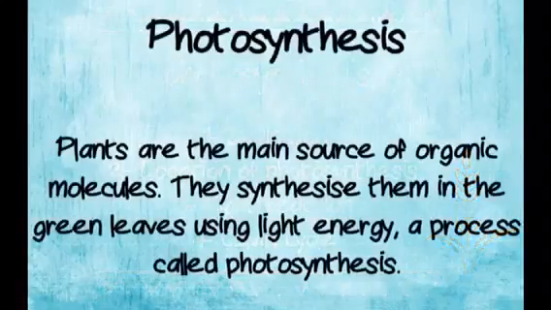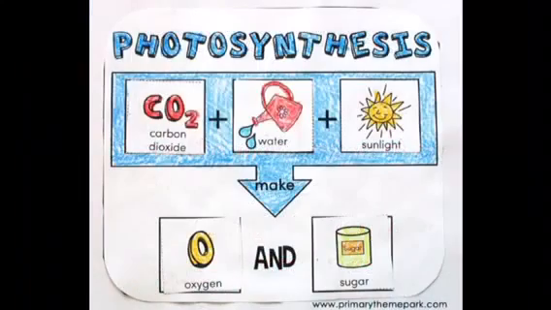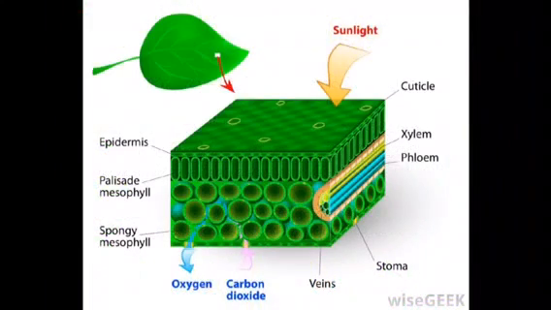First of all, plants are the main source of organic molecules. They synthesize them in the green leaves using light energy in a process called photosynthesis. In a general description for photosynthesis, we summarize it in one redox chemical reaction, as in the following. Carbon dioxide reacts with water and light energy to produce glucose, oxygen, and water, where CO2 is reduced to glucose and H2O is oxidized to oxygen, using the light energy to drive this inorganic chemical reaction. However, this does not really describe the process.